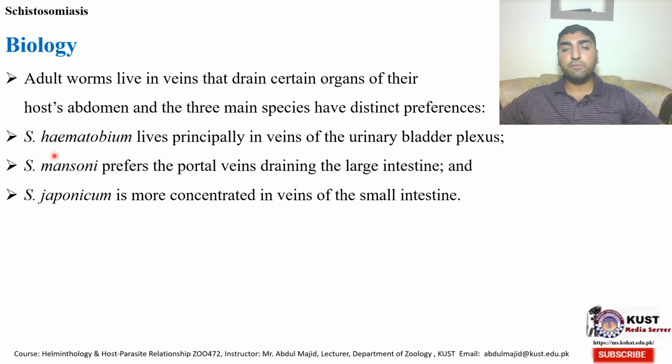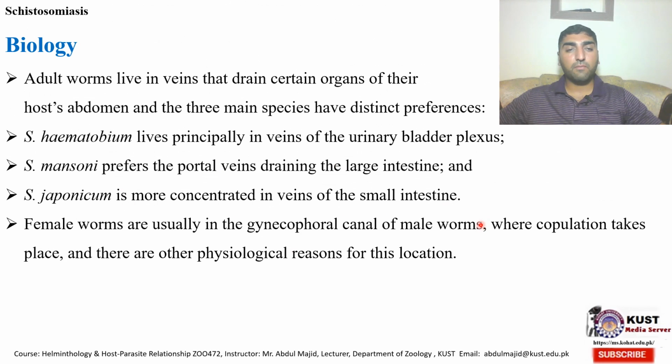Schistosoma haematobium is found in the urinary bladder plexus. Mansoni is found in the portal veins of the large intestine, and japonicum is in the veins of the small intestine. Female worms are usually in the gynecophoral canal of male worms, where copulation takes place, and there are other physiological reasons for this location.